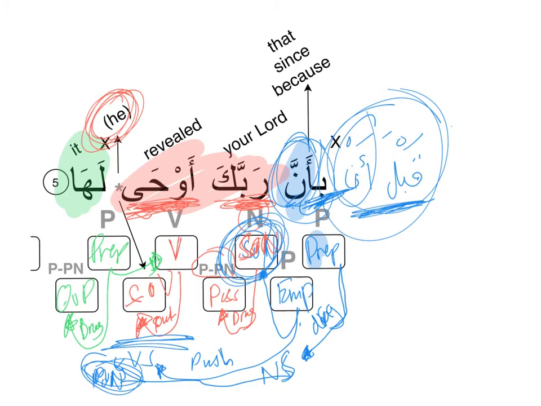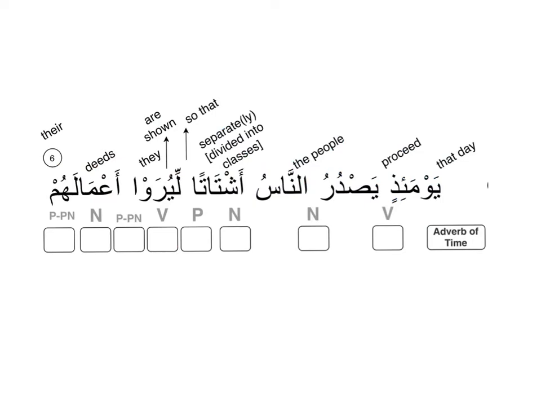So let's go to the next, verse number 6. يومئذ يصدر الناس أشتاتا ليروا أعمالهم. Okay, so let's identify the core. The core will be the verb, right? So this is the first verb with the subject right after it, subject of verb, and then you have a noun with a fatha, right? Ashtaatan. Okay, so let's go to that later on.